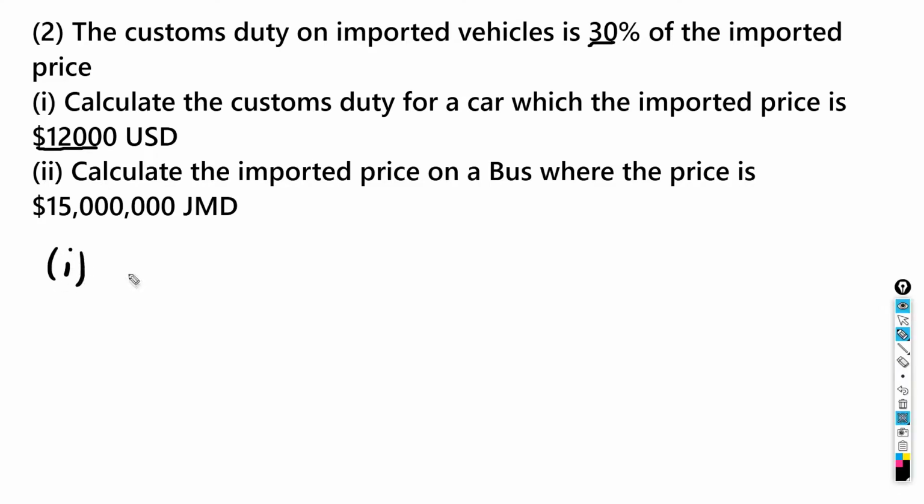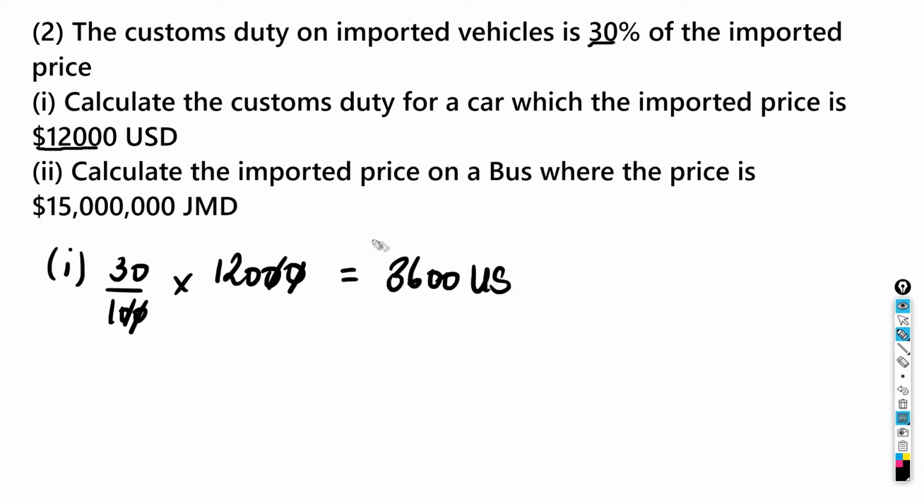So for the first one, it is 30% multiplied by 12,000. And we should get, these zeros cancel here, and we should get 30 multiplied by 120, okay? So 30 by 120, you can use your calculators, guys, remember, is $3,600, okay? So it's 3,600 US duty on the vehicle, okay?